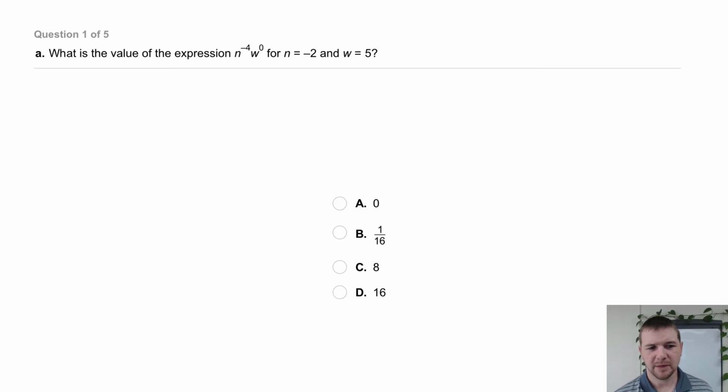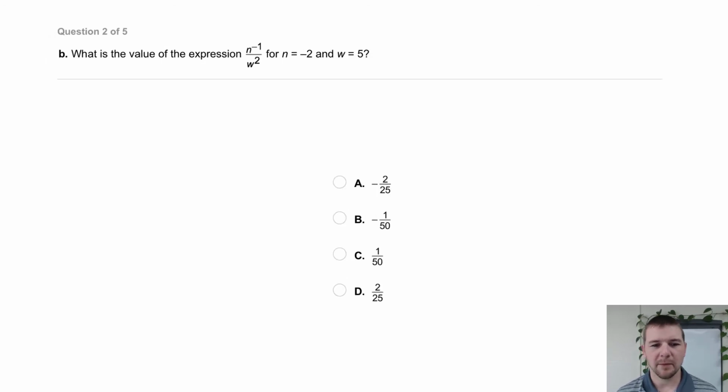Your turn. Part A. What is the value of the expression n to the negative 4th power w to the 0 power for n equals negative 2 and w equals 5? Part B. What about the expression n to the negative 1st power over w squared for n equals negative 2 and w equals 5?